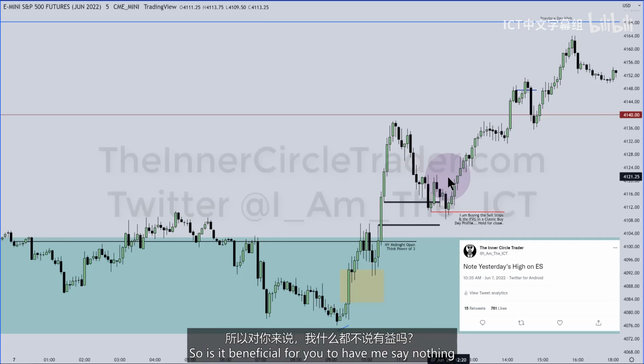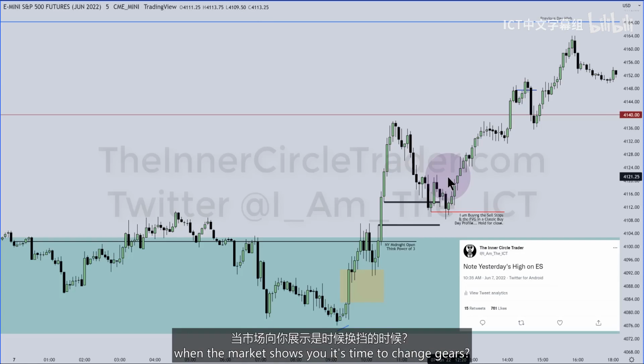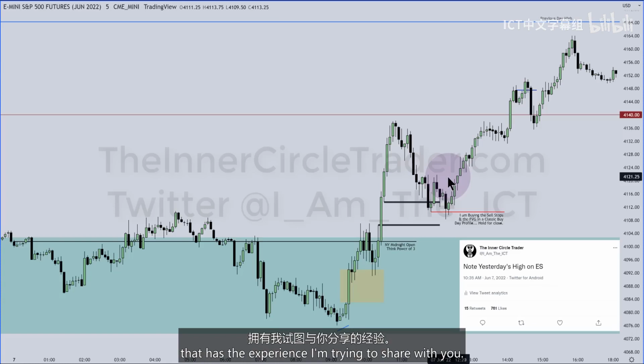So is it beneficial for you to have me say nothing when the model says nothing? Or is it beneficial for me to teach you how to read price action, how to get in sync and learn how to change gears when the market shows you it's time to change gears? I think that's a little bit better expectation on the part of a student with that of a mentor that has the experience I'm trying to share with you.